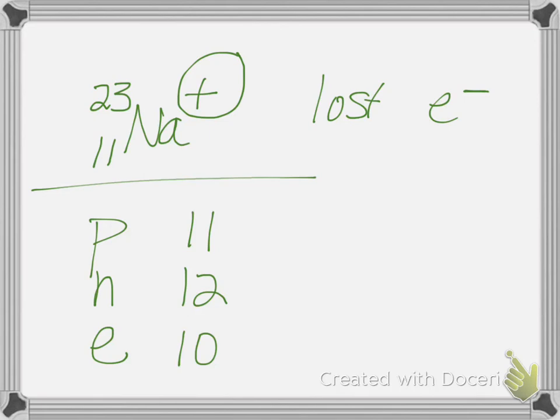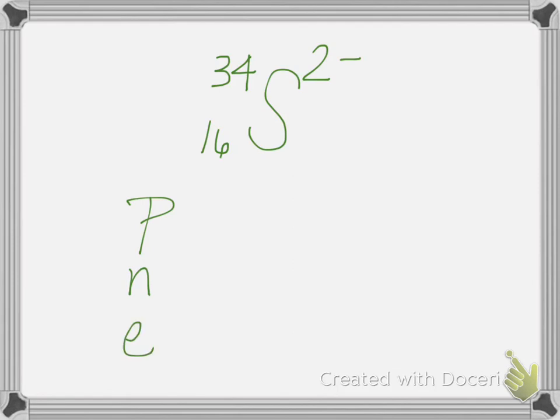Okay? Let's do another one. Let's say I had sulfur, and it said 2 minus, and it said that I had sulfur, let's say 34. Okay? I look up the atomic number of sulfur, and I see that it's 16. Okay? So protons, neutrons, and electrons. Protons are going to be 16. 34 minus 16, of course, is going to give us our number of neutrons, which would be 18 neutrons.